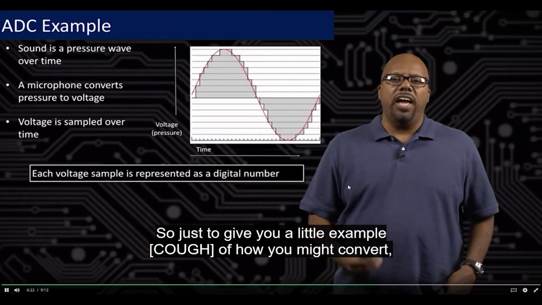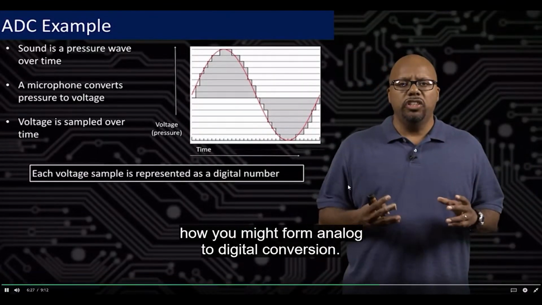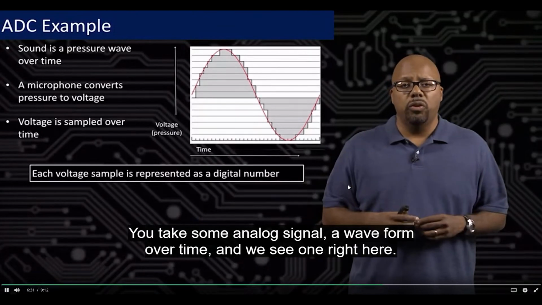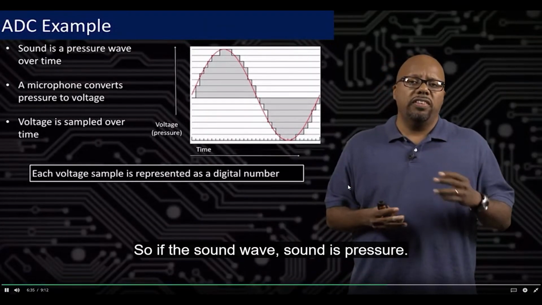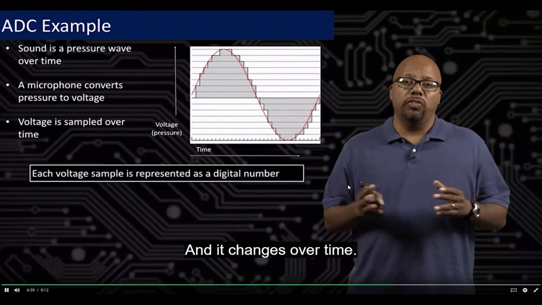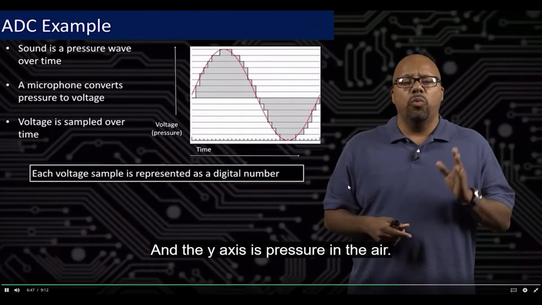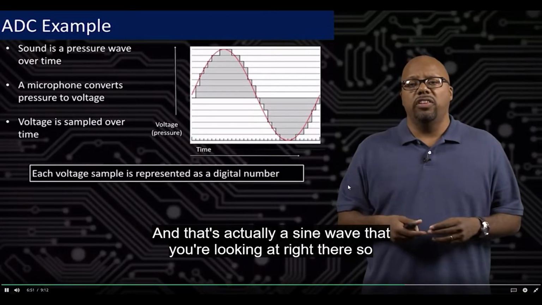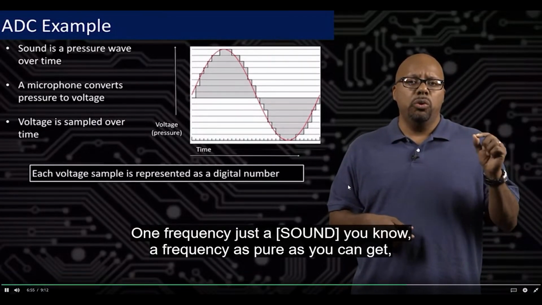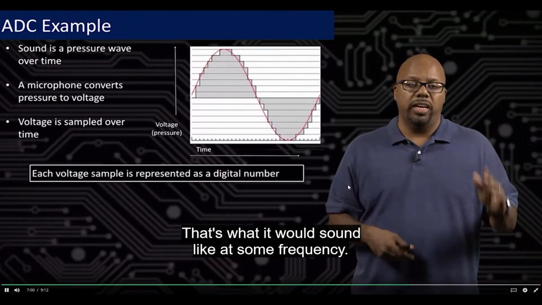So just to give you a little example of how you might perform analog to digital conversion. You take some analog signal, a waveform over time, and we see one right here. Let's say it's a sound wave. Sound is pressure in the air, and it changes over time. So you can look at sound like we're seeing here in this picture, where the x-axis is time, and the y-axis is pressure in the air. That's actually a sine wave you're looking at. That's like a pure tone, one frequency, as pure as you can get. That's what it would sound like at some frequency.